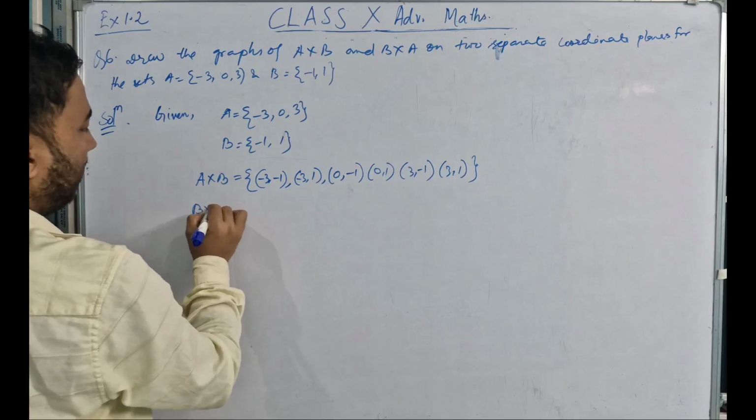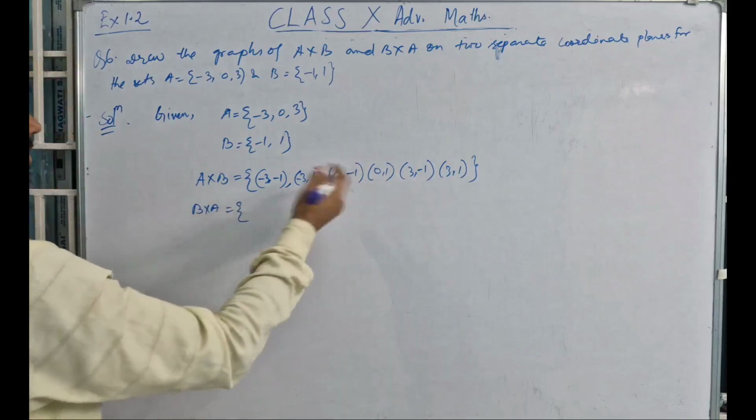Then you have to find B cross A. So what will be B cross A? The reverse of these ordered pairs.